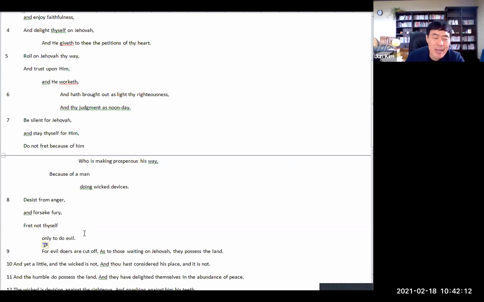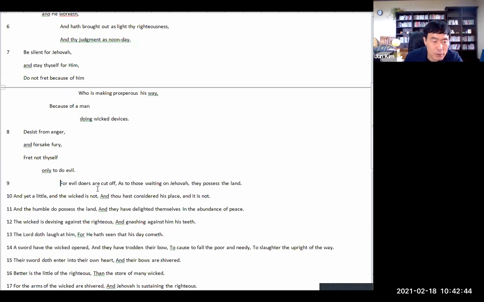So you are saying, Samson, that because it's only to do evil, this is "cease from anger and forsake fury and fret not yourself, only to do evil." You say this is the secondary main idea, and then these provide the third level of clarification. I think that works. I think that's a good idea too. Let's do that then. "For evildoers are cut off, as to those waiting on Jehovah, they possess the land."